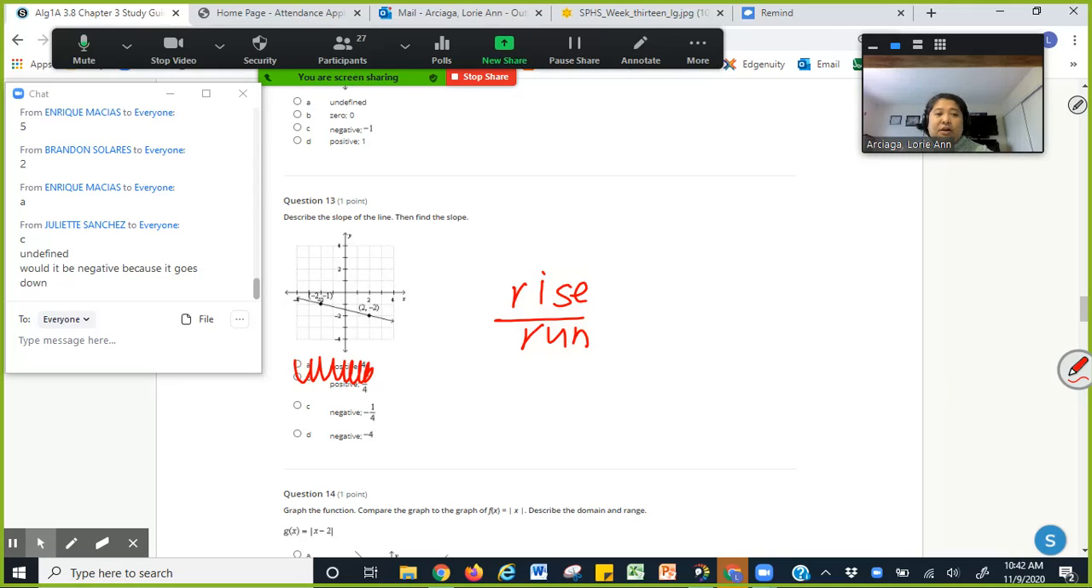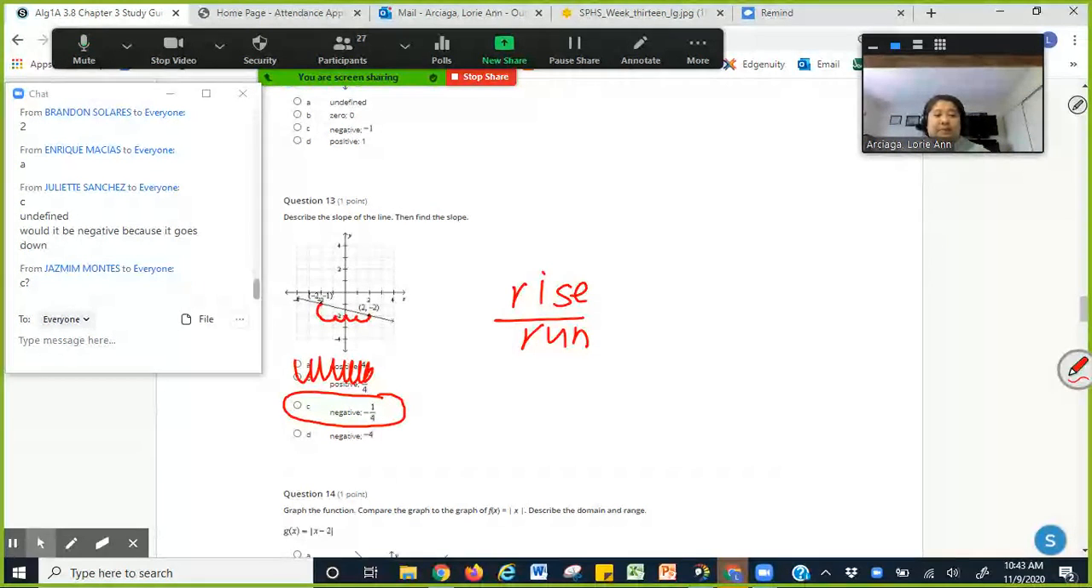Anybody who has tried? C, very good, Jazzy. Yep, it's down 1 and then 1, 2, 3, 4. Very good. So it's negative 1 over 4. Awesome. All right. Good job, Jazzy. Okay, next.